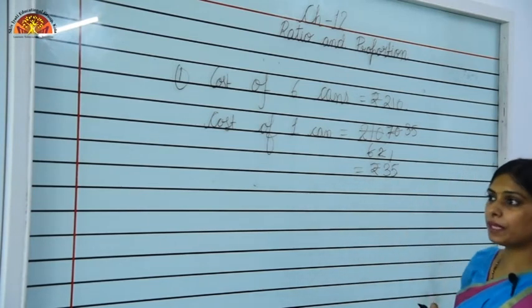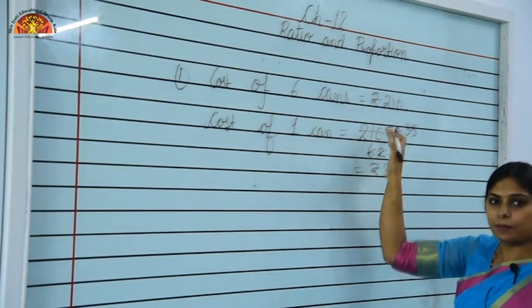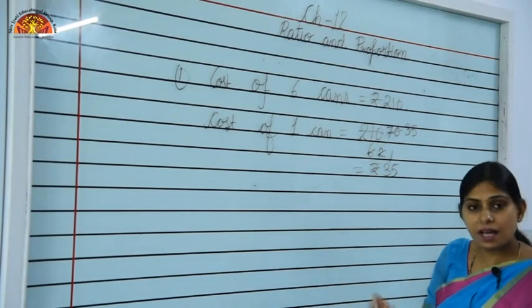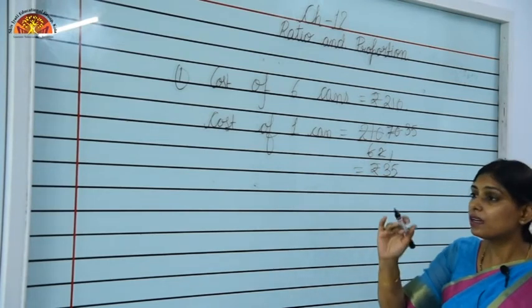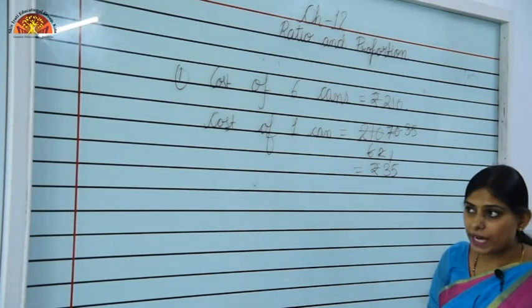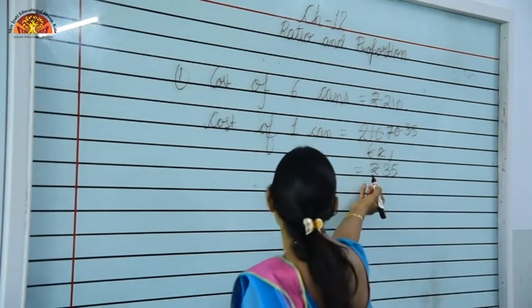हमने क्या करा है, सबसे पहले 6 cans का आपको कॉस्ट दे रखा था, हमने 1 can का कॉस्ट निकाला है. Now what has been asked in the question, अब क्या पूछा गया है कि हमको 4 can का कॉस्ट और निकालना है. We have to find the cost of 4 cans. So now 1 can का कॉस्ट आ गया है.